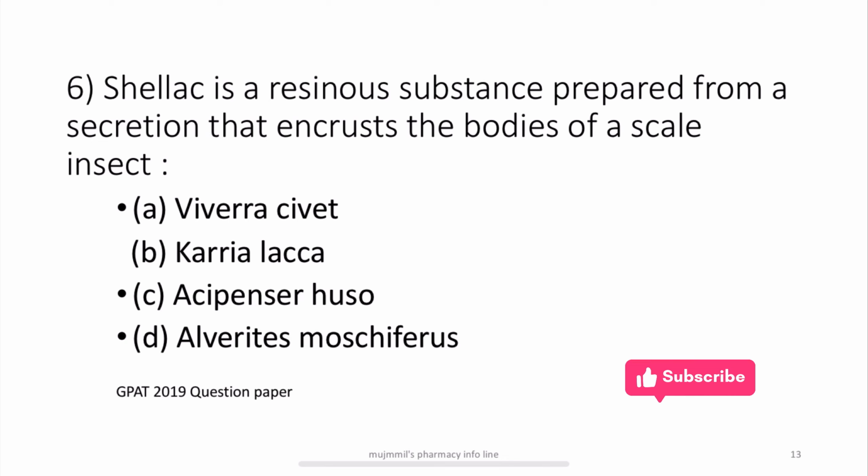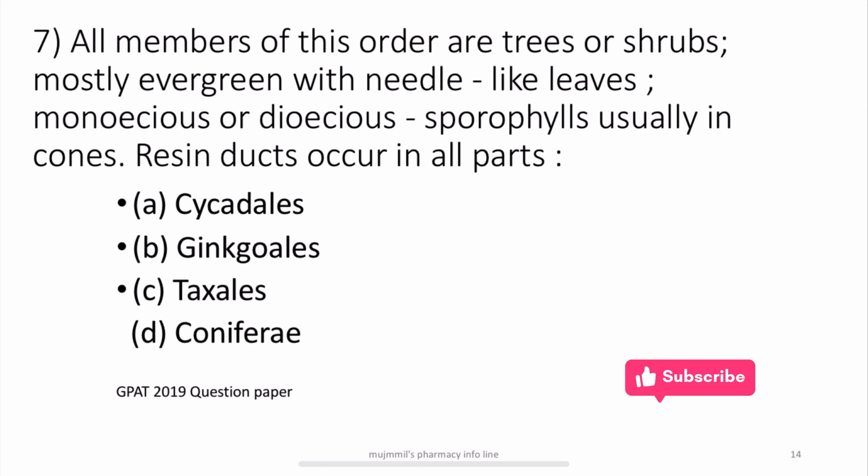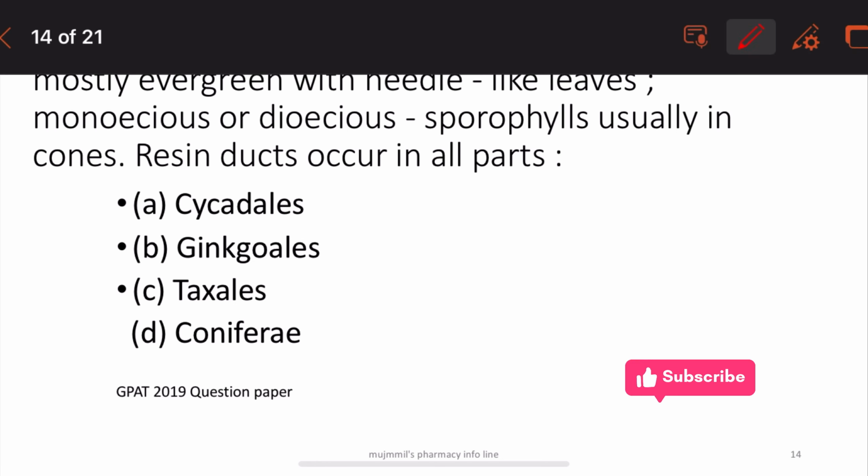Shellac is a resinous substance prepared from a secretion that encrusts the bodies of a scale insect. The correct answer is option B, Kerria lacca. All members of these orders are trees or shrubs, mostly evergreen with needle-like leaves, monoecious or dioecious, sporophylls usually in cones. Resin ducts occur in all parts. The correct answer is option D, Coniferales.